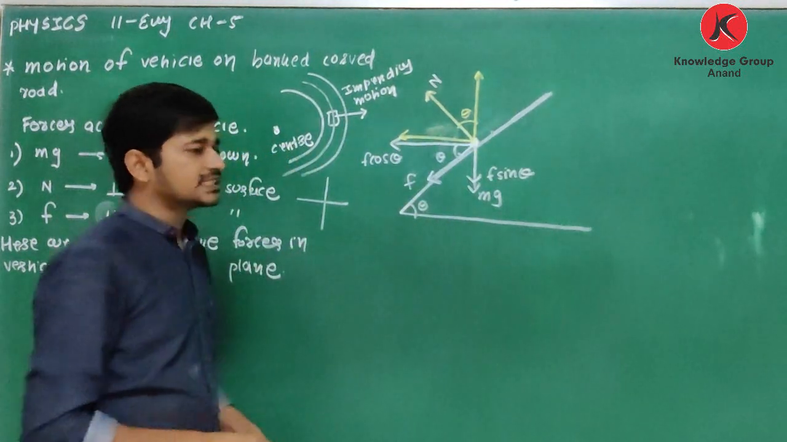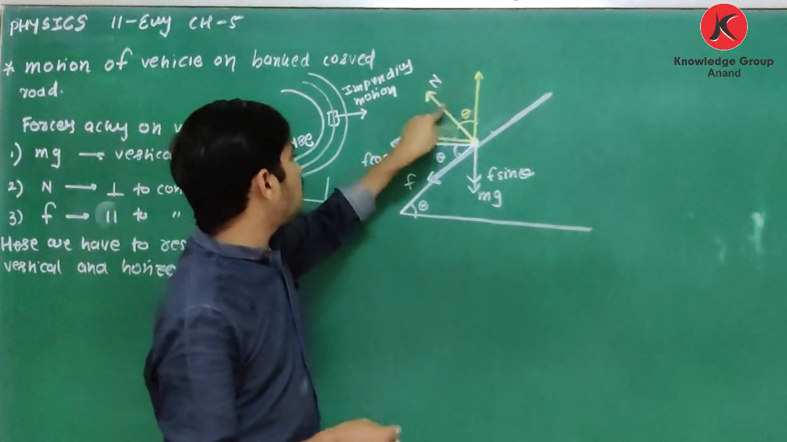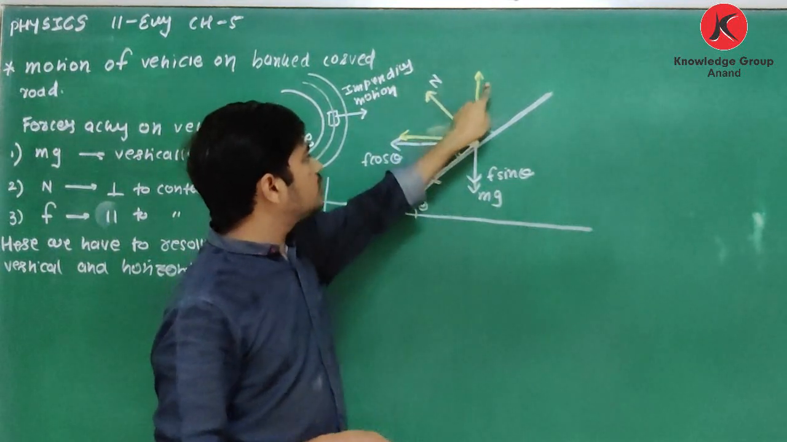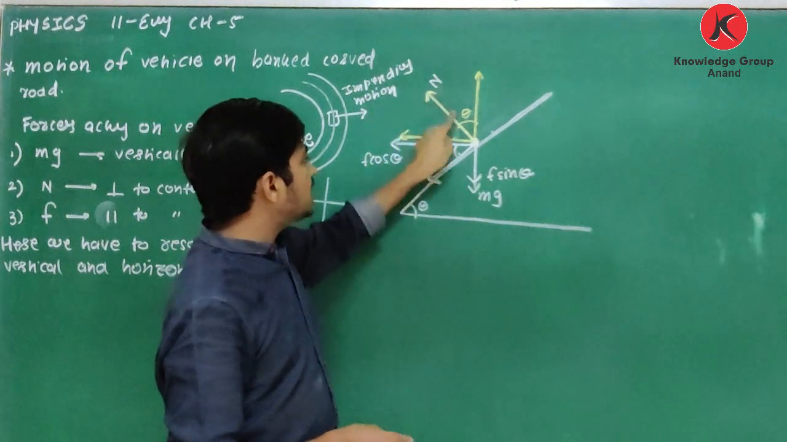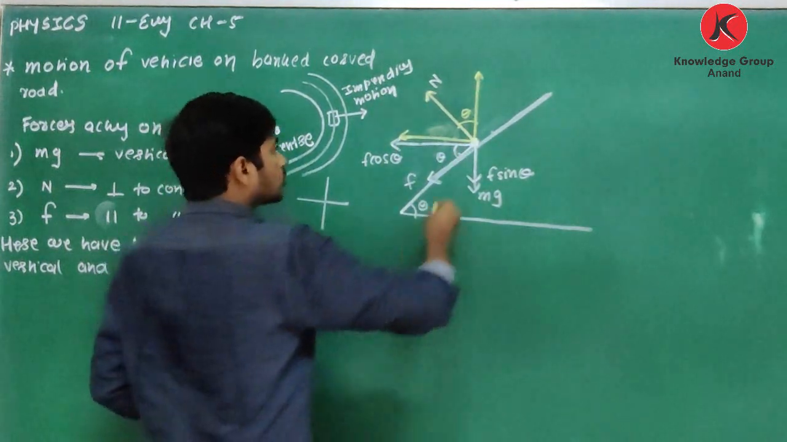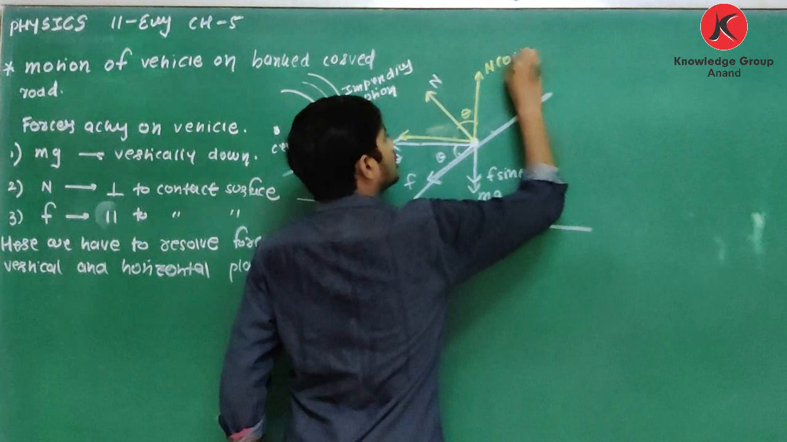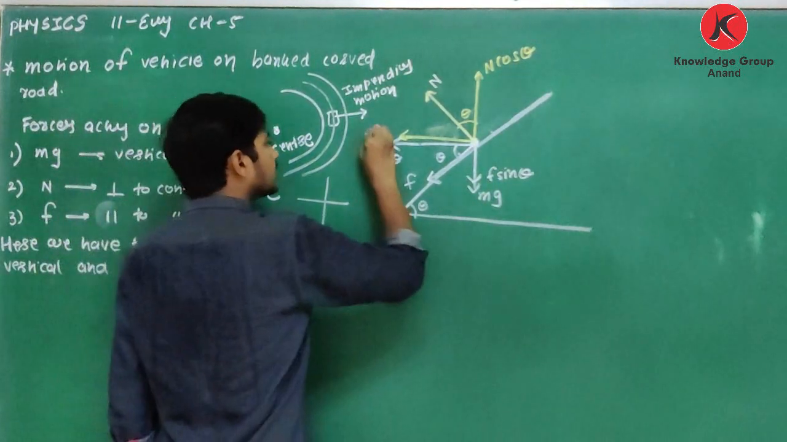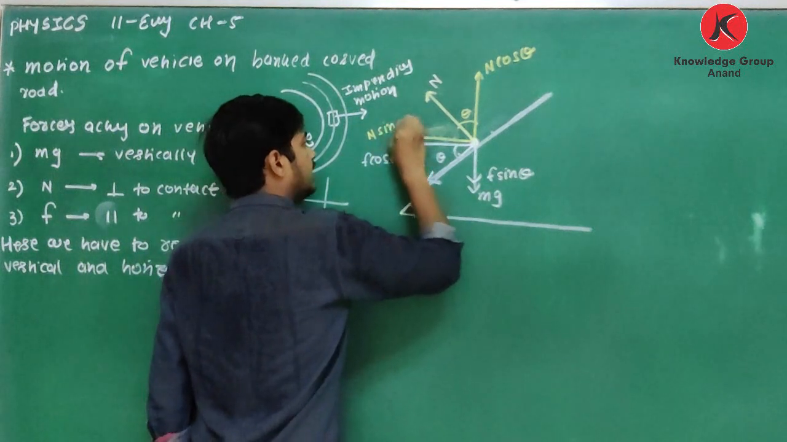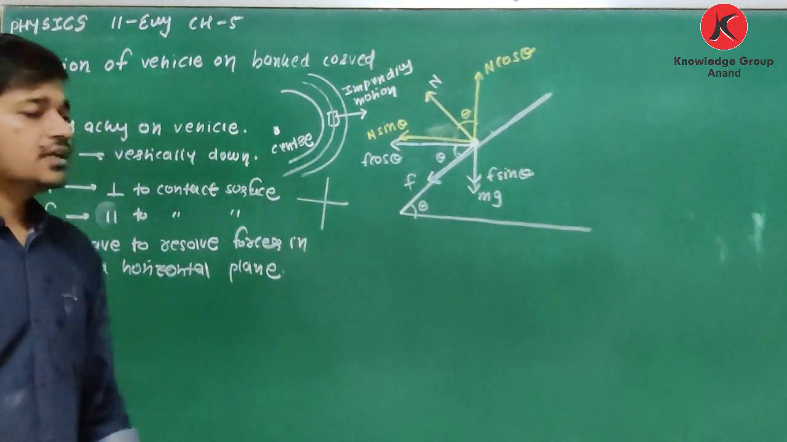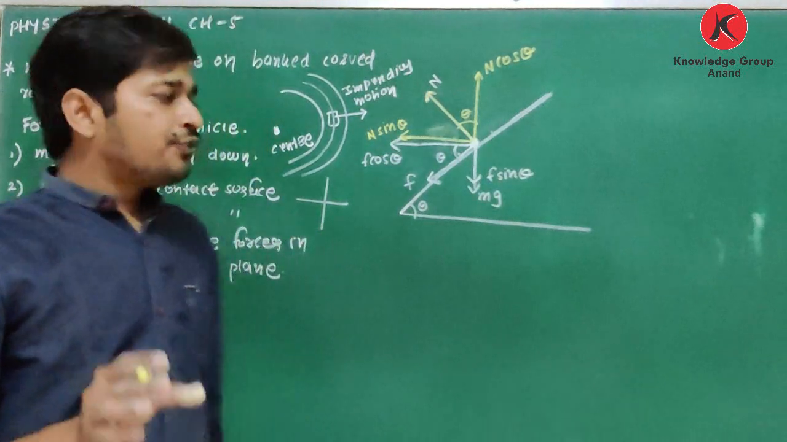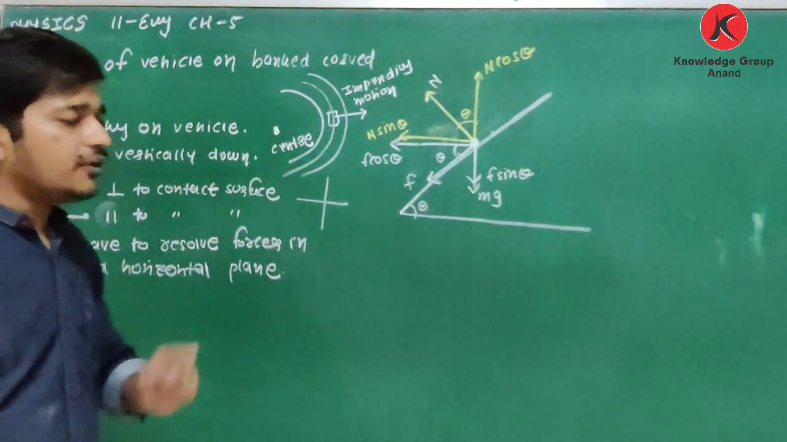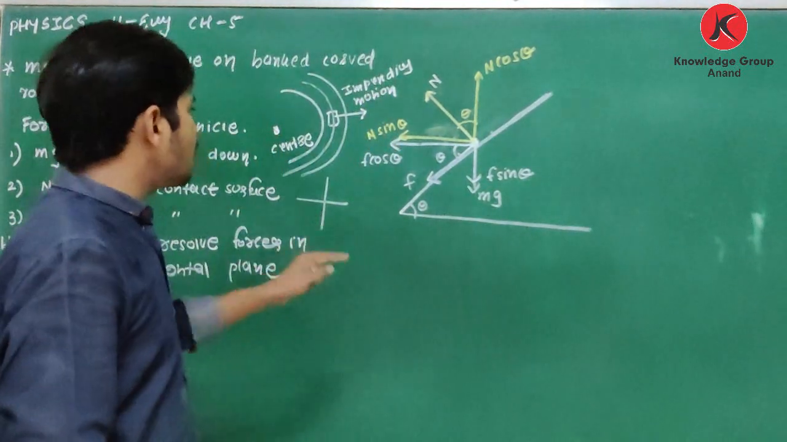Now see, here N is resolving into two components, one in the vertical plane, one in the horizontal plane. N makes angle theta with this component, so yes, it is N cos theta. And it is N sin theta. Clear about this? So now we had three forces, mg, N and F. Out of the three forces, we have resolved F and N.